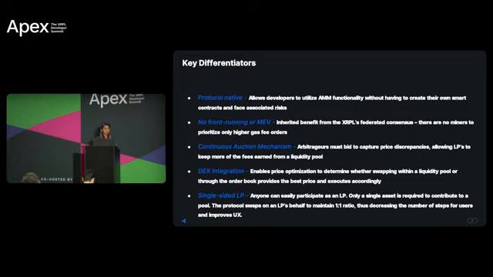Now, other than leveraging the cool design features of XRP Ledger, we have added some novel, innovative features that further differentiate it from the AMMs on other blockchains. The first one being the continuous auction mechanism. And I'll talk about it in detail later in the talk.